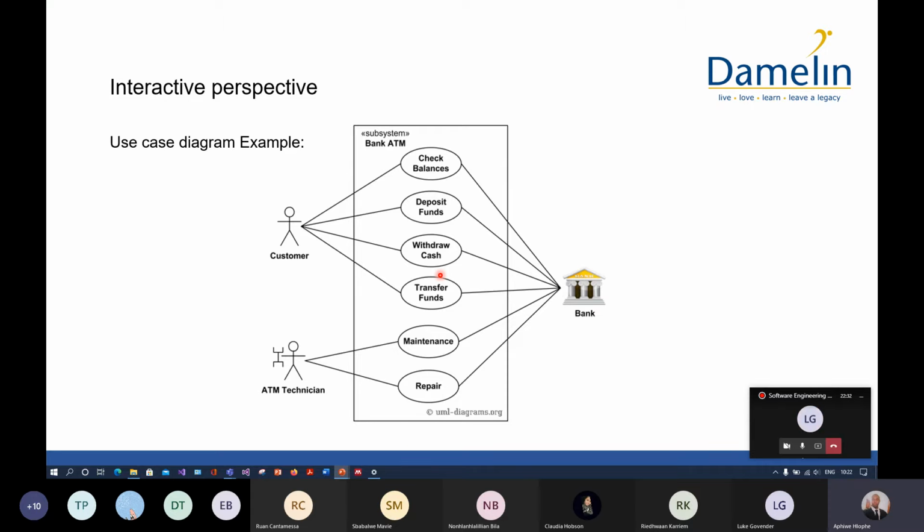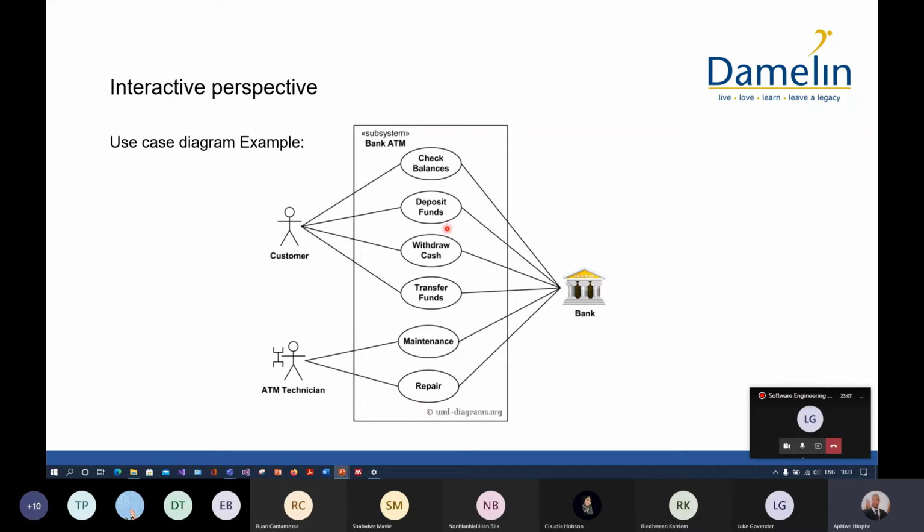Then we have the interactive perspective, okay? And this is the use case diagram. This is what a typical use case diagram looks like. This rectangular block here, we refer to that as the automation boundary, okay? The automation boundary represents the system itself. As you can see here, you have to label it the bank ATM system. So this is the automation boundary, which represents the system.